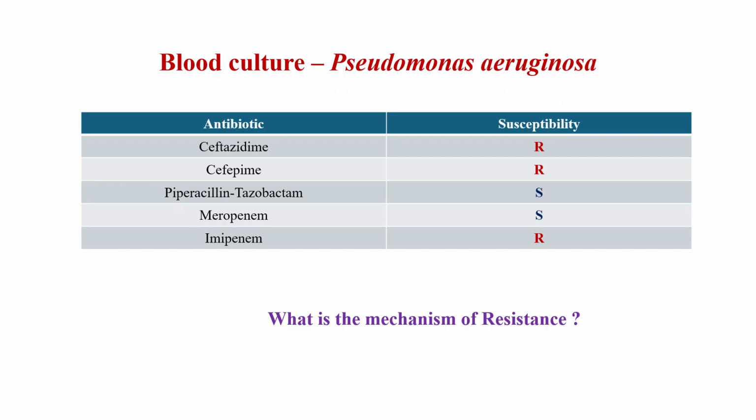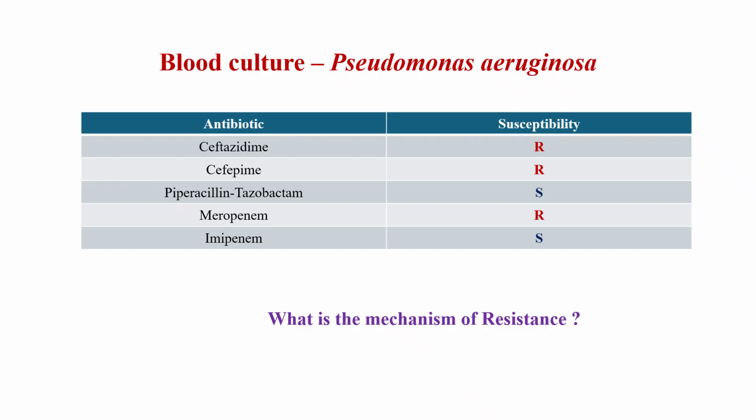What about this Pseudomonas? This is resistant to third generation cephalosporin and fourth generation cephalosporin, but it is susceptible to a BL-BLI. So basically it is an ESBL. So this is the ESBL mechanism, and then you have resistance to imipenem but susceptibility to meropenem. So this is an OprD mediated mechanism. So this bug is producing both ESBL and has lost the OprD channel.